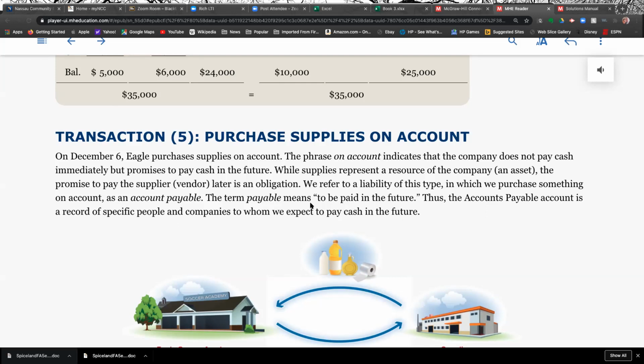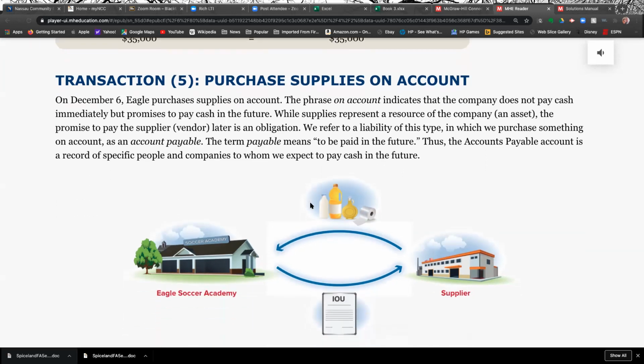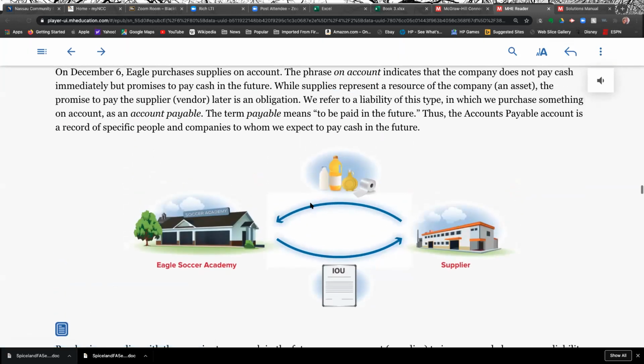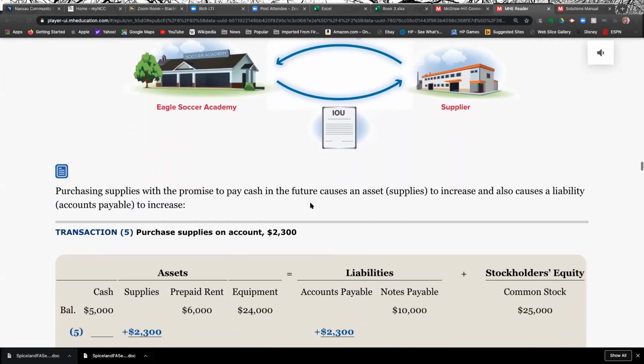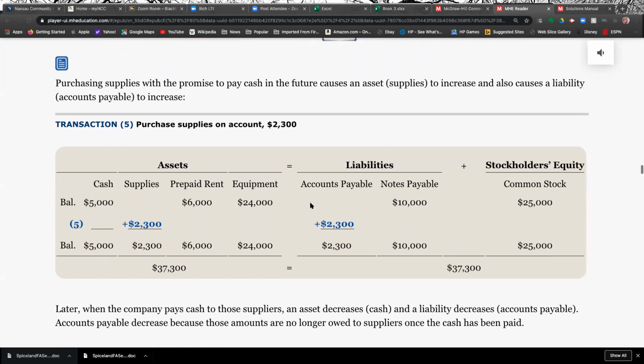Purchase on account, accounts payable. Sell something on account, that's accounts receivable. I don't know if we'll see it here, but eventually we will. So here, we're purchasing supplies. We're not paying for them now. Purchase supplies on account, $2,300.